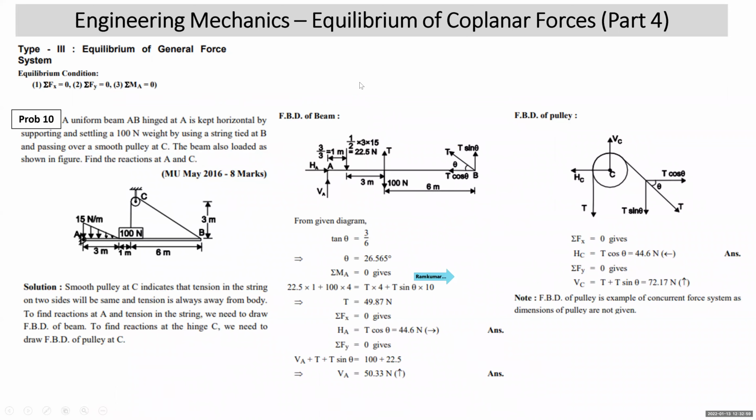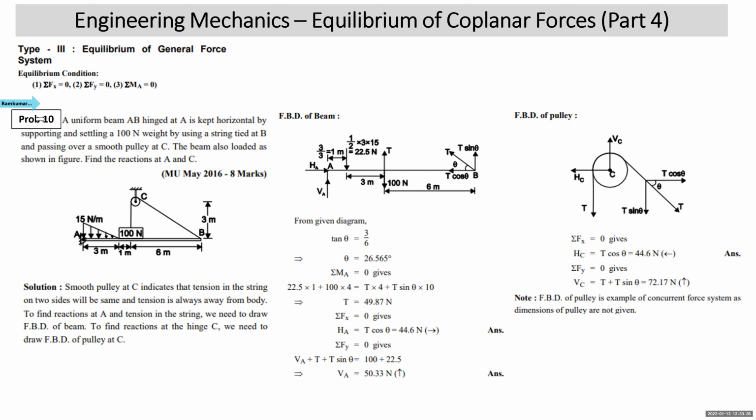All right. We move to the next sum, question number 10. Let's read it. A uniform beam AB hinged at A is kept horizontal by supporting a 100 Newton weight using a string tied at B and passing over a smooth pulley at C. If I'm saying uniform beam, that means its weight is going to act at the center of the length.